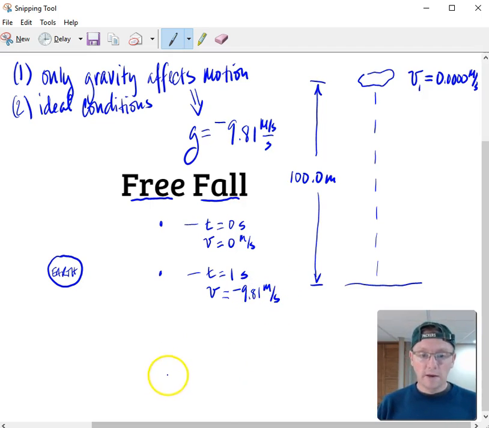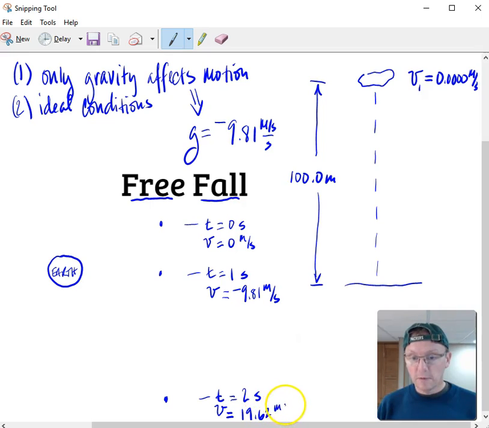Easy, right? Now after 2 seconds, it's probably way down here, and so t equals 2 seconds. Here's my question, is how fast is it going? Well, every second, it increases its speed downward by 9.81 meters per second. So after it's fallen for 2 seconds, then we have a velocity now, I'm going to try to write it in there as best I can, of 19.62, and I don't care about sig figs, meters per second. And that's downward, so it's negative. So I could do that for as many seconds as I wanted to if it's in free fall.